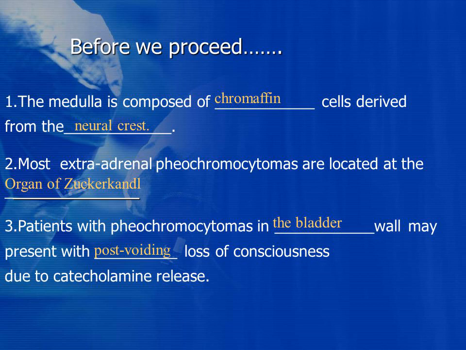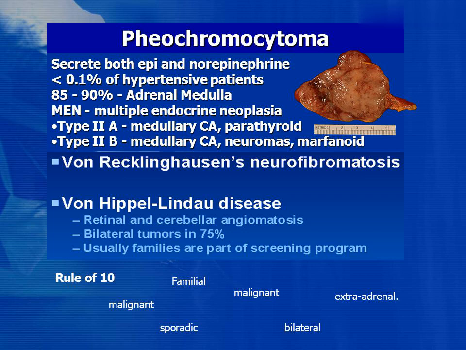1. The medulla is composed of chromaffin cells derived from the neural crest. 2. Most extra-adrenal pheochromocytomas are located at the organ of Zuckerkandl, the bladder. 3. Patients with pheochromocytomas in the bladder wall may present with loss of consciousness due to catecholamine release post-voiding. Pheochromocytomas secrete both epinephrine and norepinephrine.